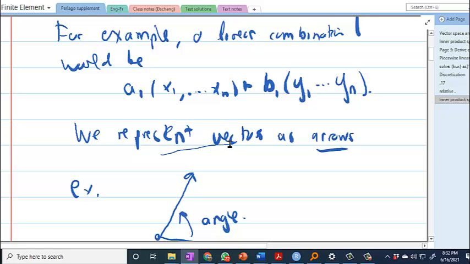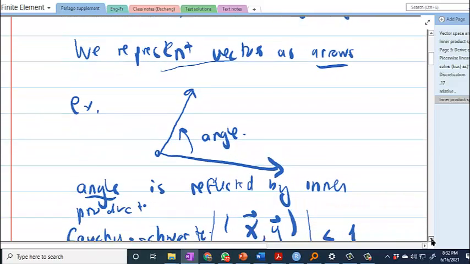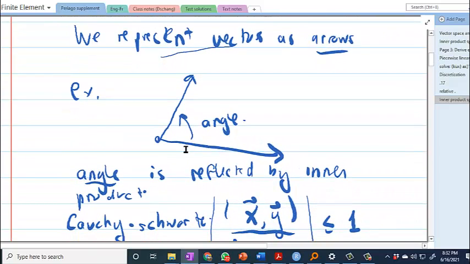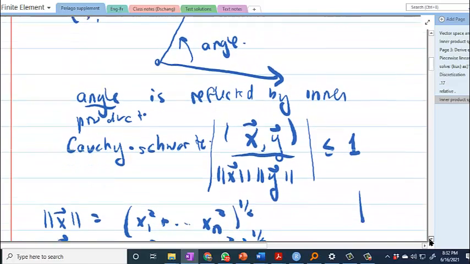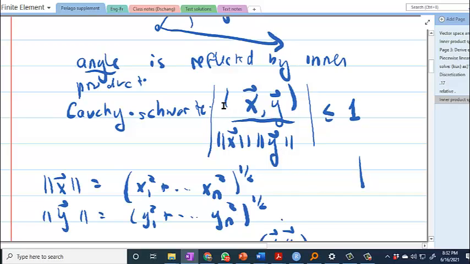We represent vectors as arrows. You may have seen these diagrams, especially if you've taken physics. So I have here two-dimensional vectors with an angle between them. Inner product is related to angle. There's an inequality called the Cauchy-Schwarz inequality that says that the inner product of x and y, and I'll define this in a moment, x comma y, what that means, divided by the length of x times the length of y is less than or equal to 1.